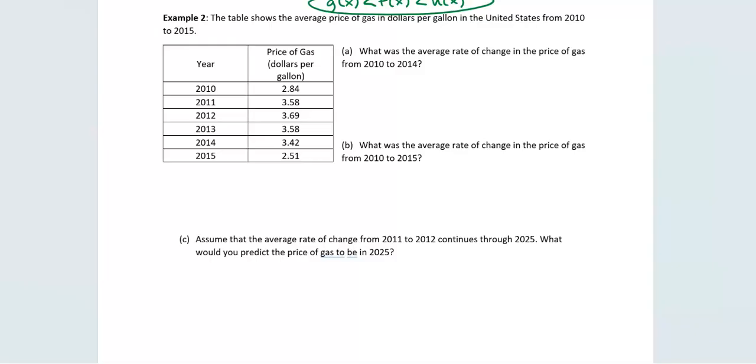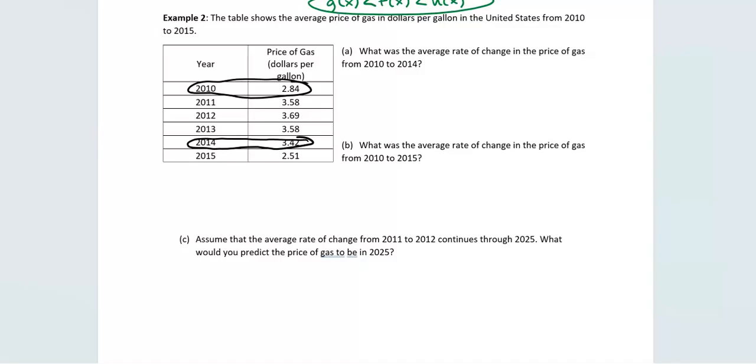So let's look at this. What is the average rate of change from 2010 to 2014? This table is showing the average price of gas in dollars per gallon in the United States from 2010 to 2015. So gas prices, they plague us always. You might not have to deal with that as much because you might not drive a car, but your parents do. So if we're going from 2010 to 2014, that means we need to know the value at 2014 and at 2010. Those are the two numbers we're using.